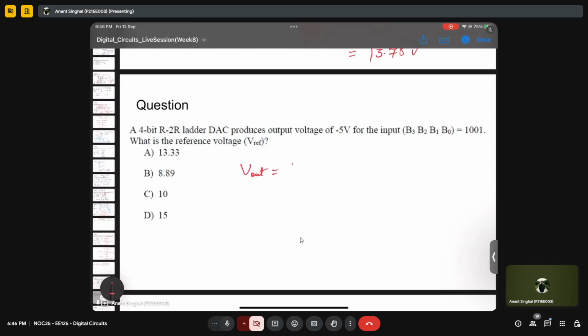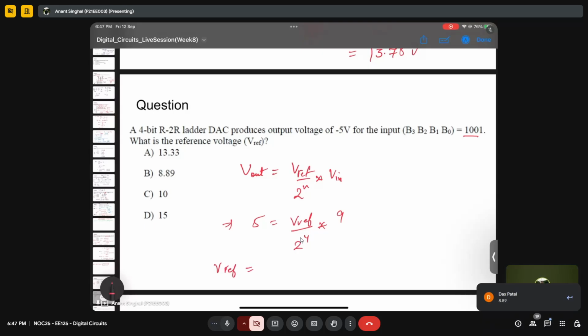So V out is V ref by 2 raised to power n times V in. So we need to find V ref in this question. V out is 5 volts, V ref we need to find. It's a 4 bit. The input is 1001, which is 9. So V ref will be 16 times 5, that is 80, divided by 9, which is 8.89. So option B is the correct answer.